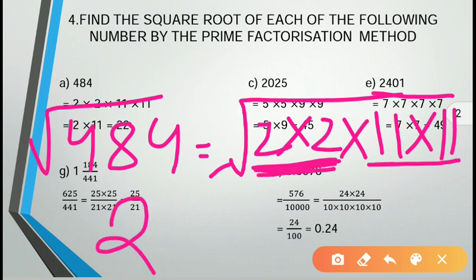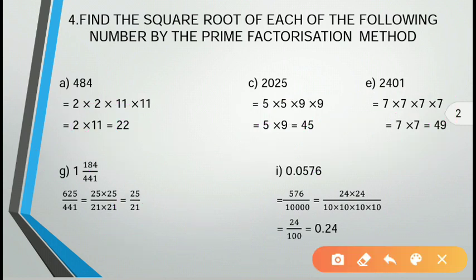This is the one pair, this is the other pair. From the one pair, 2 into 2, only one 2 will go outside the square root, means 2, again from this write one time only 11. Okay, 2 into 11 means 22. So this is the square root of 484 by the prime factorization method. I hope you understood. This is not very difficult.